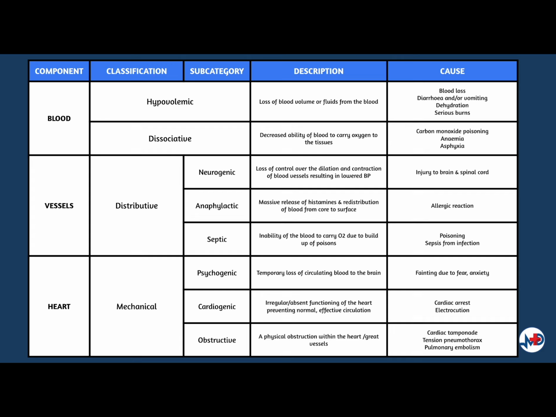Decrease in circulatory volume leads to hypovolemic shock, and the decreased ability of blood to carry oxygen to the tissues leads to dissociative shock. Examples include carbon monoxide poisoning and anemia. Types of shock that involve the vessels is the distributive type, which are neurogenic, anaphylactic, and septic shocks. And finally, mechanical issues, which refer to cardiac dysfunction, can be secondary to psychogenic, cardiogenic, or obstructive in nature.